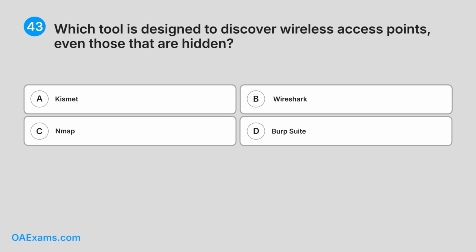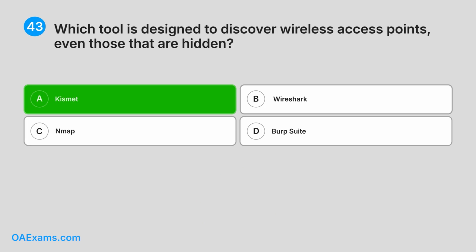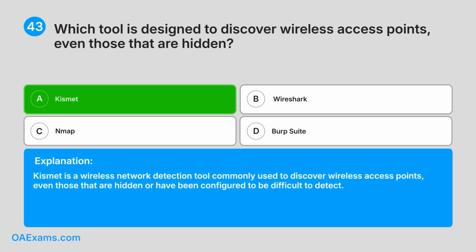Correct answer: A. Kismet. Explanation: Kismet is a wireless network detection tool commonly used to discover wireless access points, even those that are hidden or have been configured to be difficult to detect.